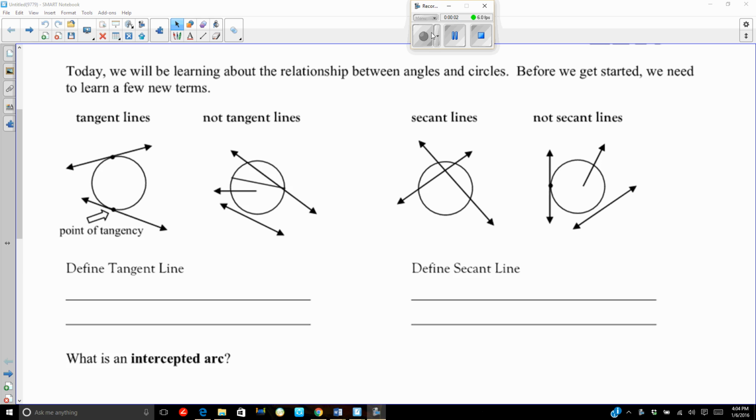All right, guys, we're going to be learning about the relationship between angles and circles. Before we get to that, we've just got a few basic definitions that you need to be clear on. So make sure you're copying everything down as I go along.